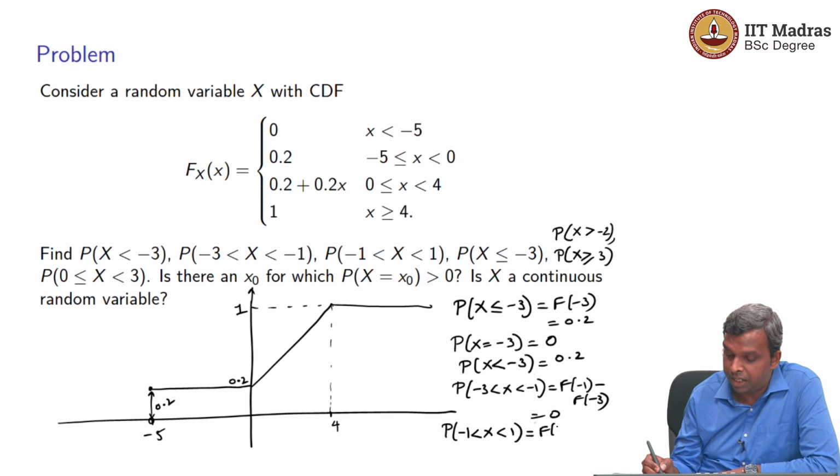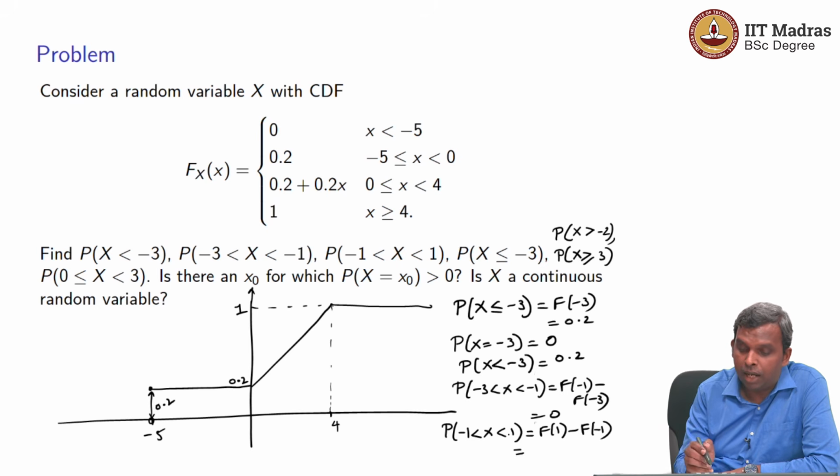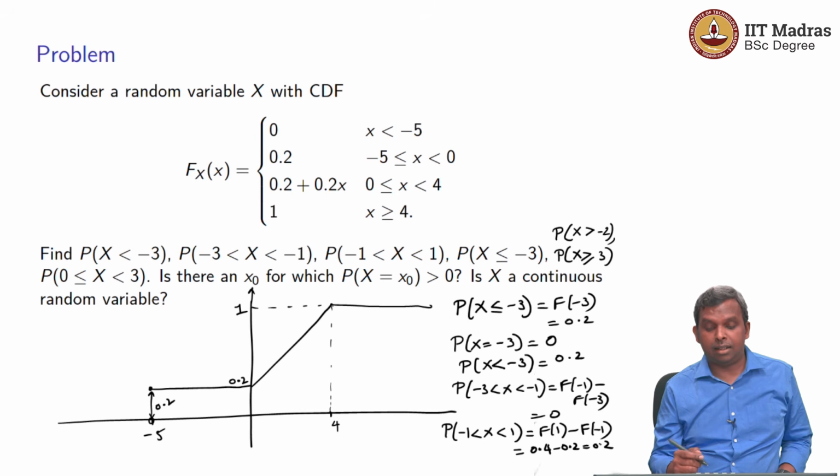The formula doesn't change: F of 1 minus F of -1. F of 1, if you put 1 here, you're going to get 0.4. F of -1 is 0.2. So it's 0.4 minus 0.2, which is 0.2. Notice how the answer comes out very cleanly. It's just using the formula, but you have to be careful when you do it and not get misled by what's going on.